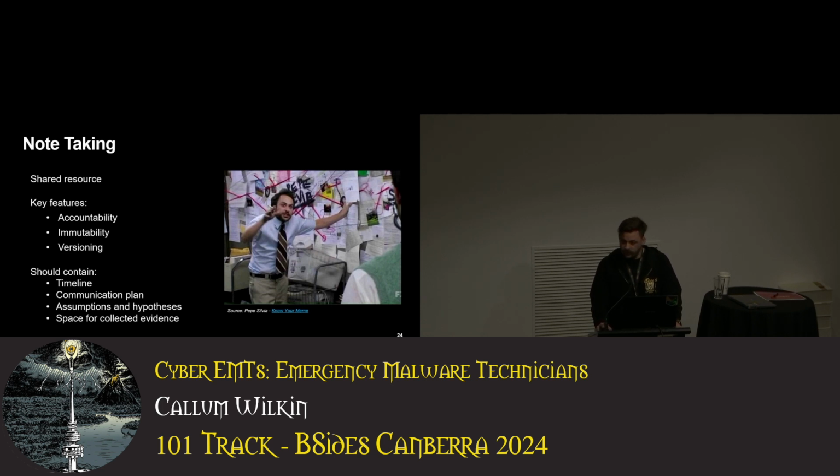When conducting an investigation, you usually want to have a timeline, communication plan, assumptions and hypotheses, and space for collected evidence for that investigation that each analyst is contributing to. This simplifies ongoing communication and document generation, especially for PIRs, post-incident reviews and after-action reviews.